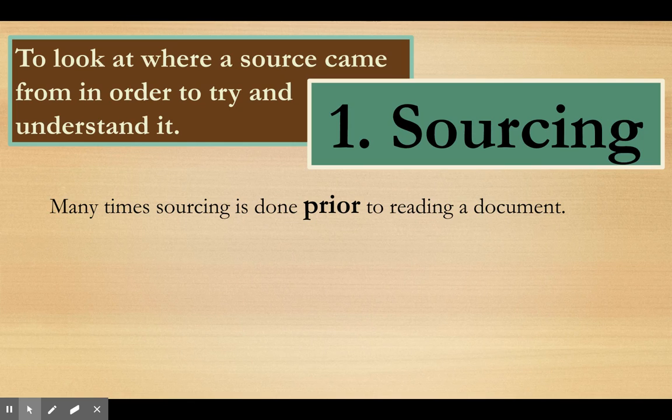Figure out, who is it? Who are they? Have you heard of him before or her? What do you know about that person? Did they tend to take one side in an issue or another side? Because that can tell you a lot about their point of view and whether or not that source is reliable or usable. Okay.